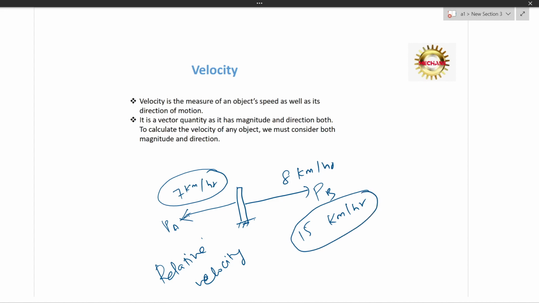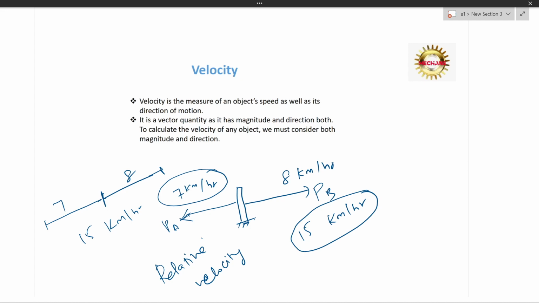Why? Because if they travel for 1 hour, person A would travel 7 km and person B would travel 8 km. So what might be the distance between them in 1 hour? The distance between the two persons is 15 km. That's what I mentioned as a relative velocity.